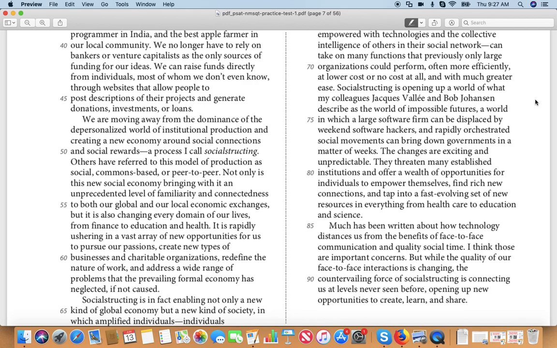Okay, take it from line 78, the changes. The changes are exciting and unpredictable. They threaten many established institutions and offer a wealth of opportunities for individuals to empower themselves, find rich new connections, and tap into a fast, evolving set of new resources in everything from healthcare to education and science. Okay, keep going, please. Almost done.